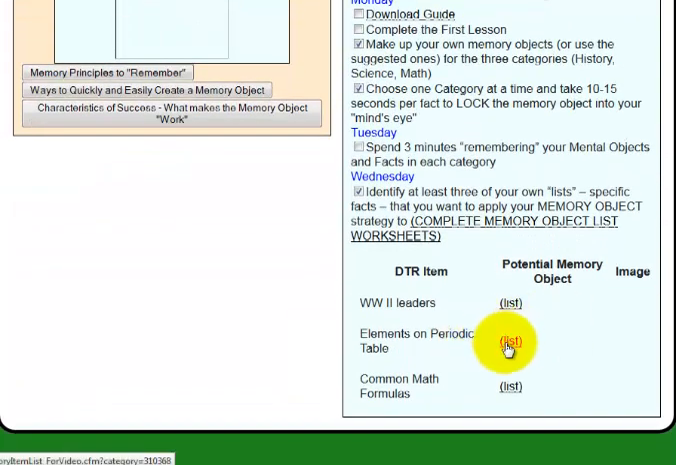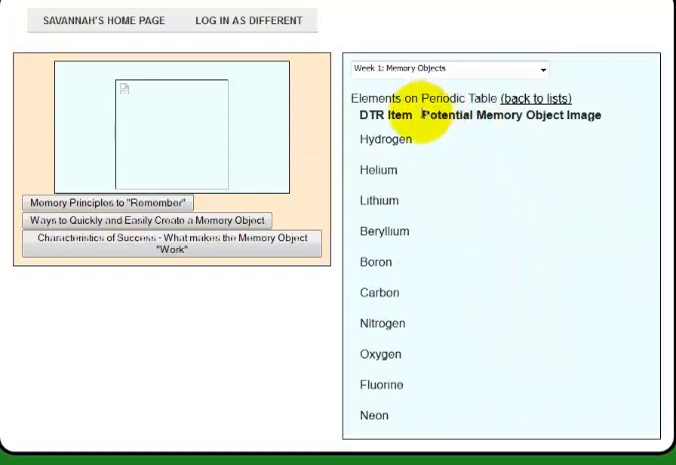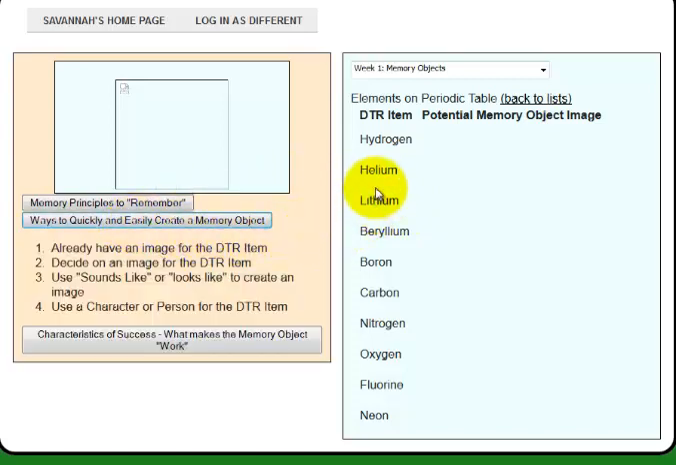Which is the periodic table of elements. Okay, so we have these things. Now, some of these might mean something to you, some of them might not. But we want to just quickly and easily go through each one, and let's just see.